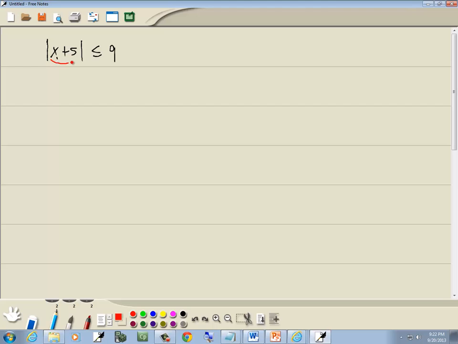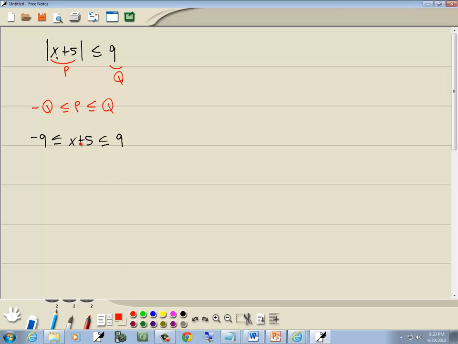So what's inside our absolute value is going to be our p, and the other side will be our q. Now if you have a less than or equal to, it's case 1. So our formula we're going to plug this into is negative q is less than or equal to p is less than or equal to positive q. Since this has a line underneath it, less than or equal to, there are lines underneath these. Now everywhere we have a p, we'll plug in x plus 5, and everywhere we have a q, we'll plug in 9. So we've got negative 9 is less than or equal to x plus 5 is less than or equal to positive 9.